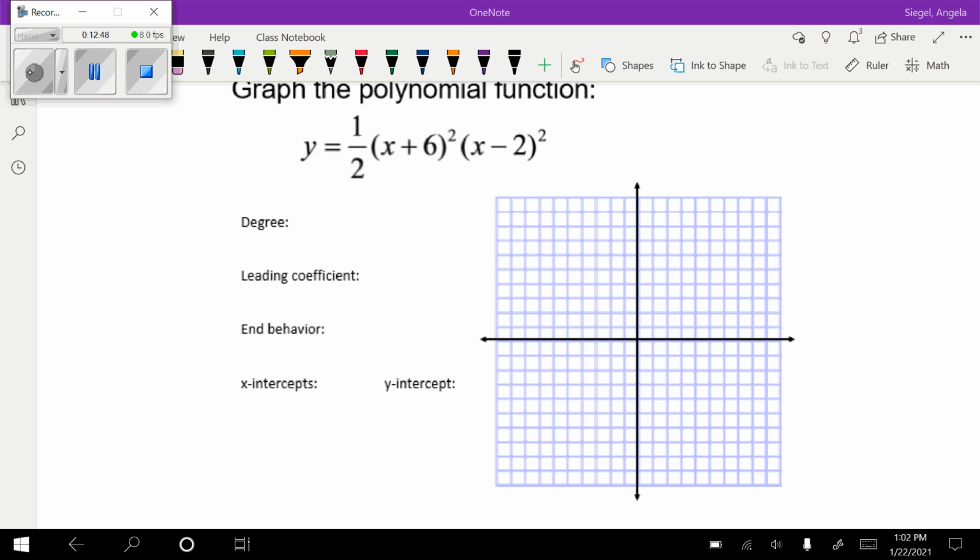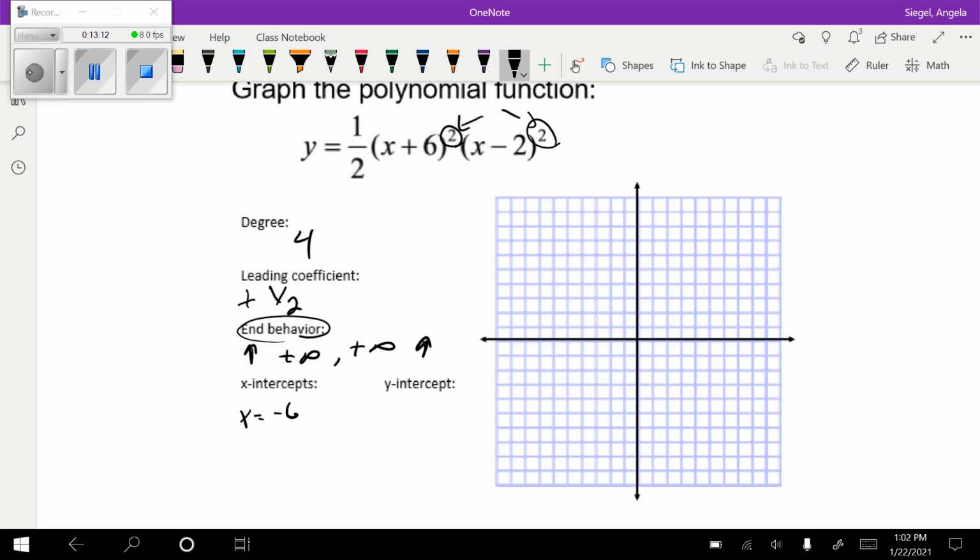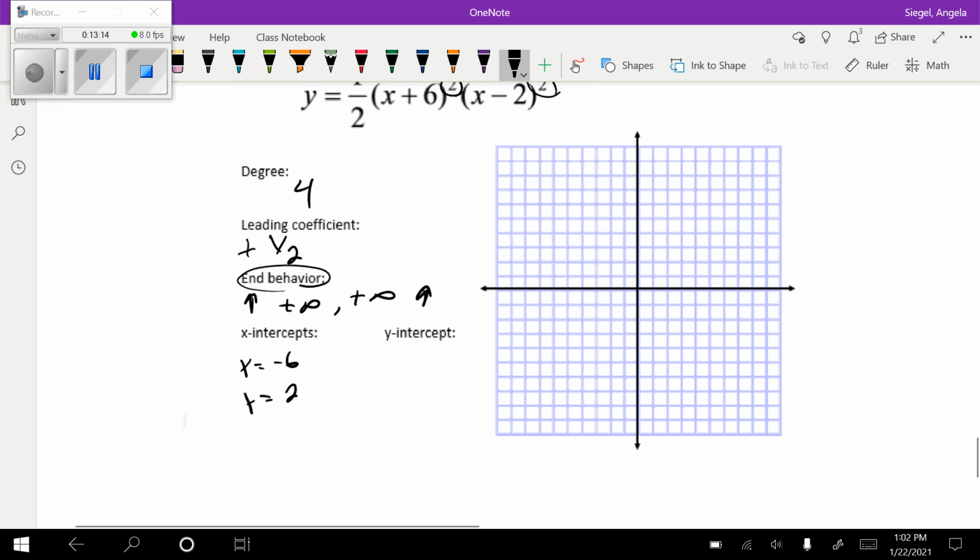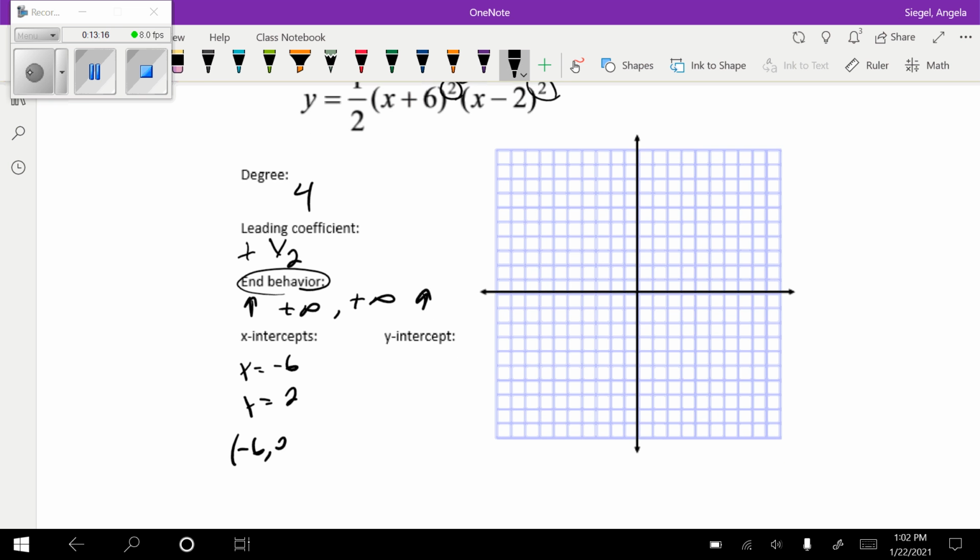Okay, so the first thing I notice about this is it's a polynomial of degree 4. It has a leading coefficient of 1/2. It has 2 bounces here, so I'm thinking about that. Okay, so because this is positive, the end behavior is going to be positive infinity, positive infinity. So it's going to start up and end up. My x-intercepts, I have one at -6 and one at 2. So I have an x-intercept at -6, 0 and at 2, 0.